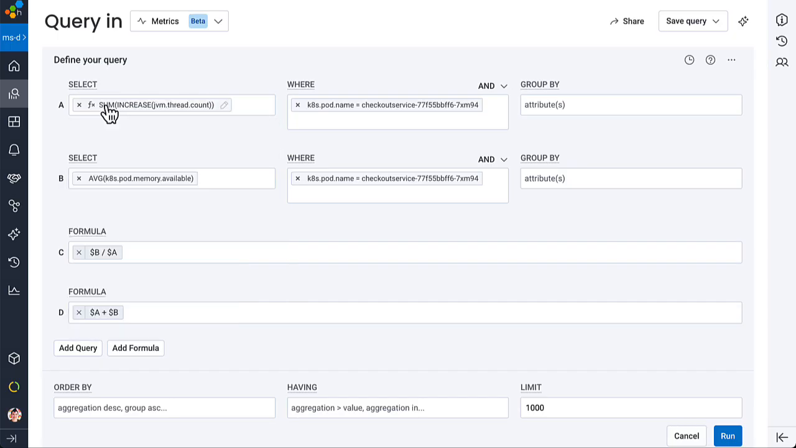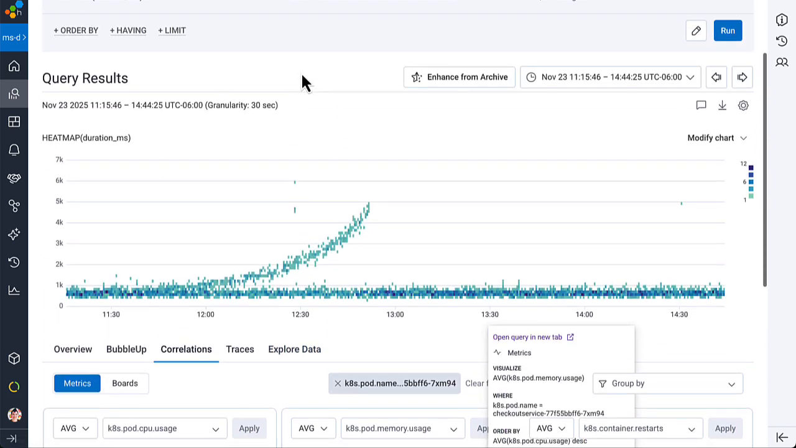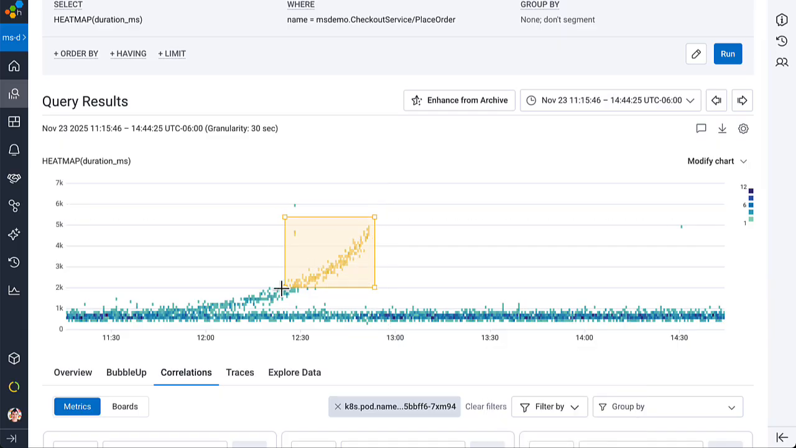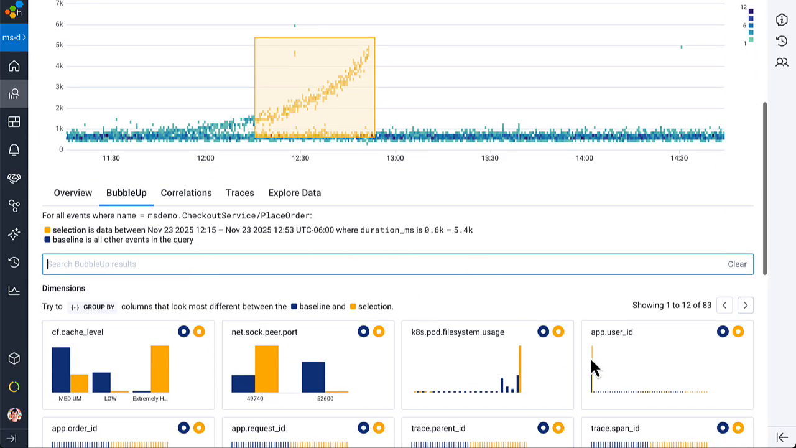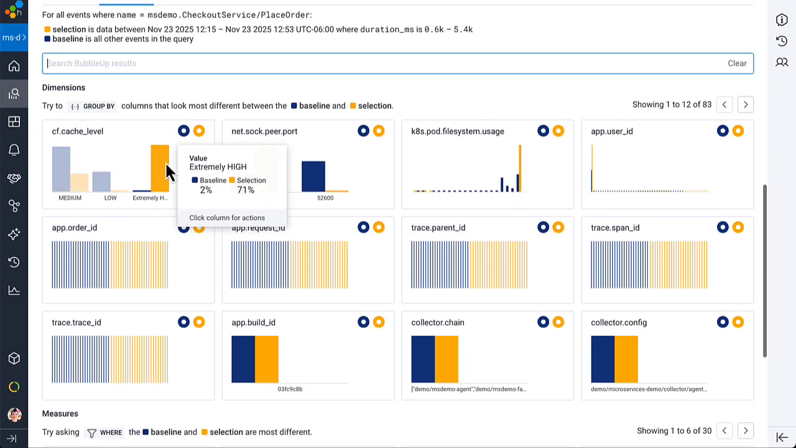Now, if I want to know why this is happening in the checkout service, I go back to that latency heat map. This measurement is built from trace data, which has been enriched with custom fields at no cost. I can choose these slow ones and ask what is different. BubbleUp tells me who the checkout service was slow for. It was this user.